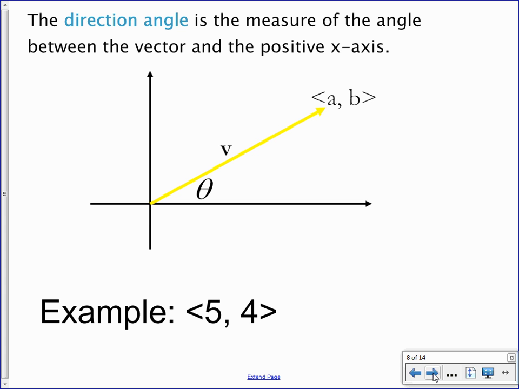To draw this, we go over the length of A, up the length of B. How will we ever be able to figure out what that angle is? Trigonometry. Which trigonometry? Tangent, inverse tangent. We know that the tangent of theta needs to be opposite over adjacent, right?